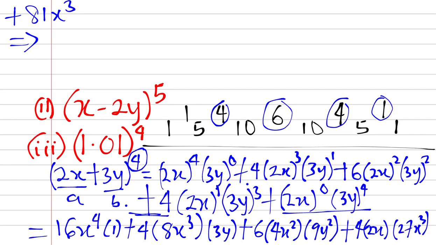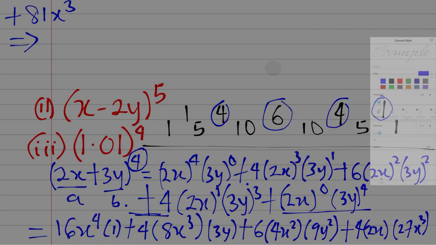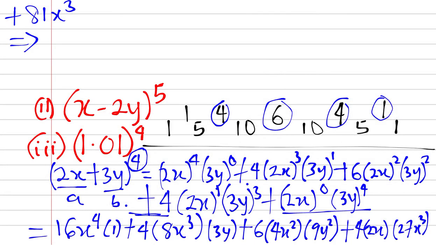Alright, let me change this pen now. Now you can see here, in this down part, we have 16x raised to power 4 times 1. That will give us 16x raised to power 4. Do we understand that now?